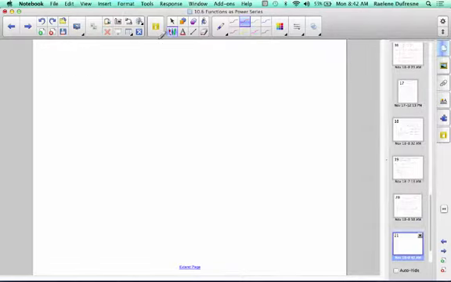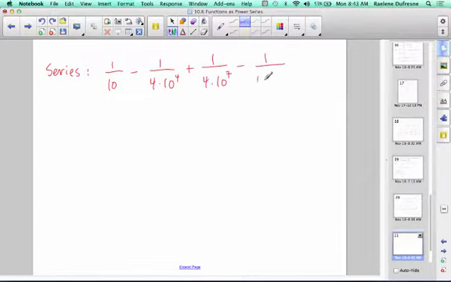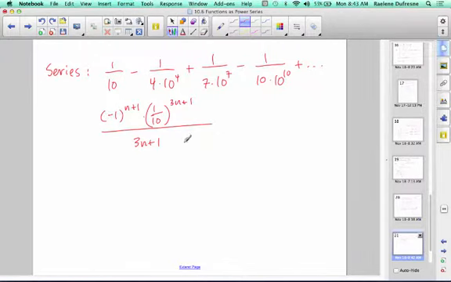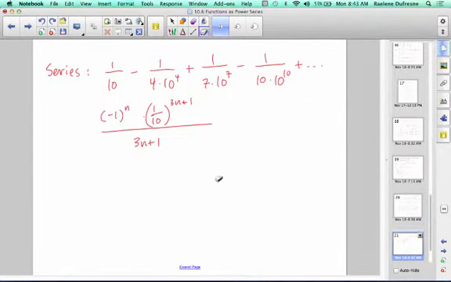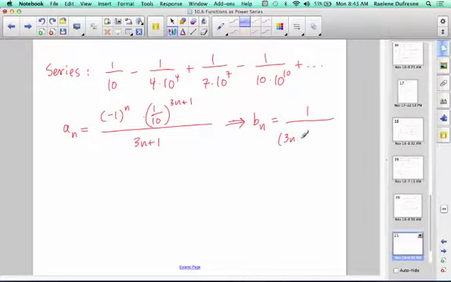So our series is 1/10 minus 1 over 4 times 10 to the 4 plus 1 over 7 times 10 to the 7 minus 1 over 10 times 10 to the 10 plus ... So the general term is -1 to the n plus 1 times 1/10 for x to the 3n plus 1 over 3n plus 1. Actually, if we start here at n equals 0, then this is just n. So we know, therefore, that Bn, this is our an term, so Bn is equal to 1 over 3n plus 1 times 10 to the 3n plus 1. This is specifically once x has been substituted with 1/10.